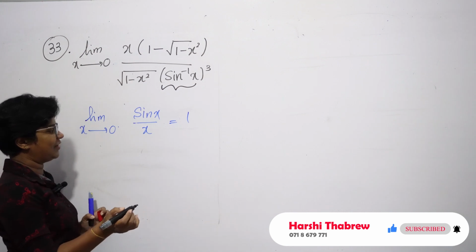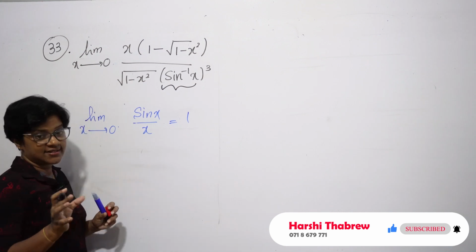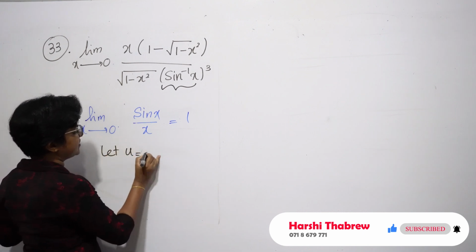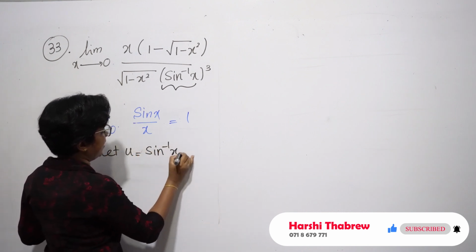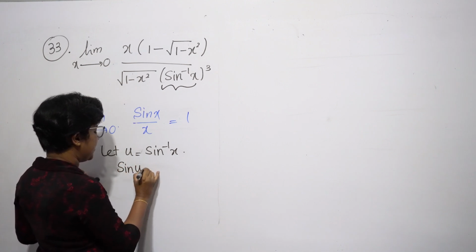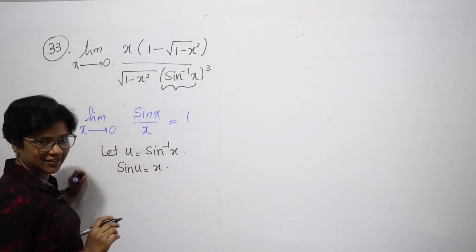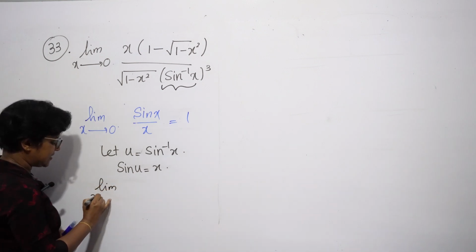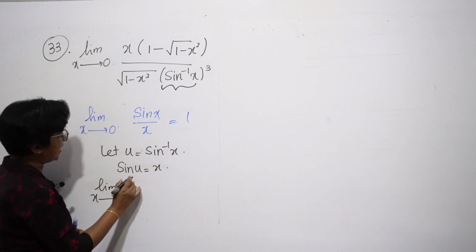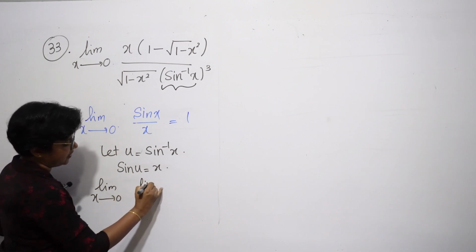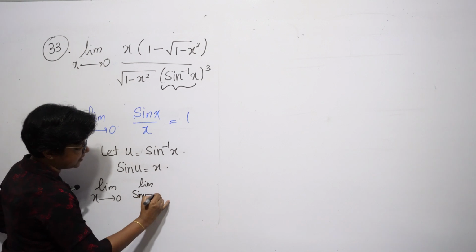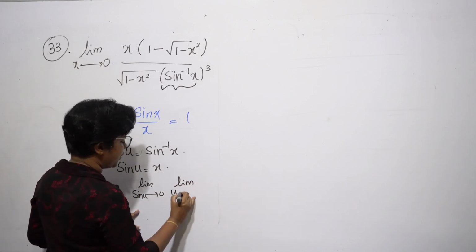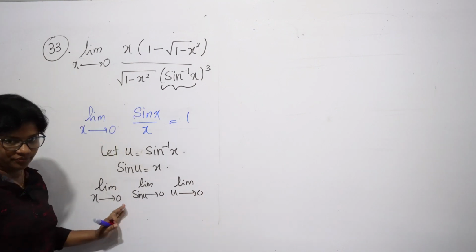Okay, then what can we do now? We can make a substitution for that. Let u equal sine inverse x. Therefore, sine u equals x. Then, as x approaches 0, what happens to sine u? The limit of sine u goes to 0. Sine u goes to 0 as u goes to 0. So u approaches 0.